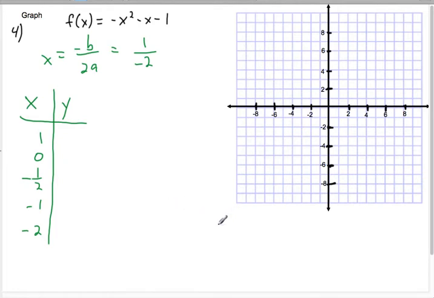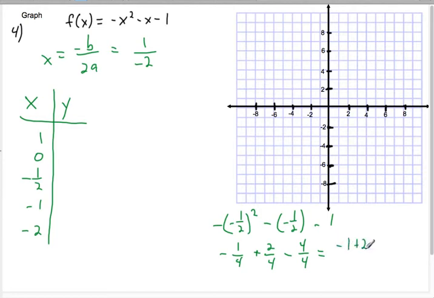So negative 1 half, that's going to be negative times negative 1 half squared minus negative 1 half minus 1. So we have negative 1/4 plus 1 half, which we're going to call 2/4, minus 1, which we're going to call 4/4. And so negative 1 plus 2 minus 4 is going to be negative 3/4, it looks like.